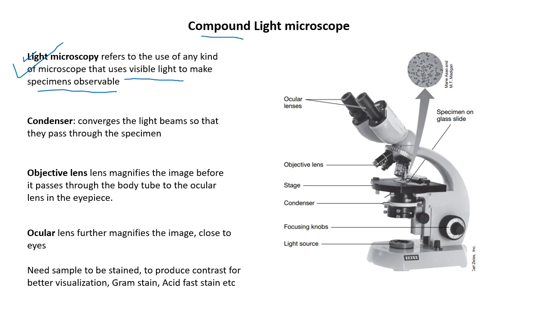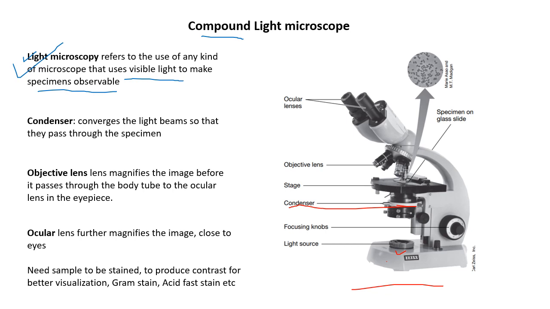And why is this compound? Because this microscope has more than one lens. This is a standard image of a microscope, and these are the different parts. The lower portion is the basic stand, which has a light source. This is the light source, and this is the condenser lens. Condenser lens is going to collect light from this light source.